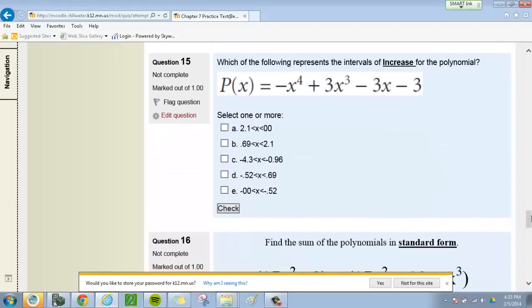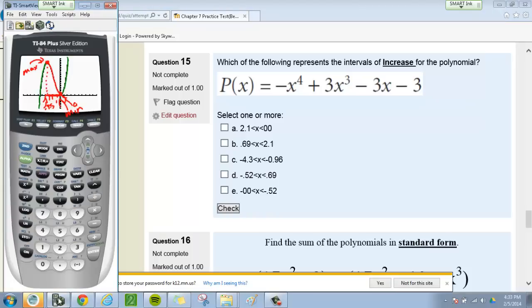Problem 15. Which of the following represents the intervals of increase for this? Okay, we're back to the intervals of increase, and you know what we're doing with this. Got to graph it. You have to. So we go back to graphing. Here we're graphing this. Let's delete all this stuff that was on here. Sorry about that, everyone.